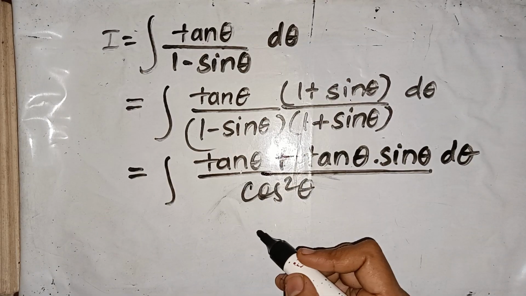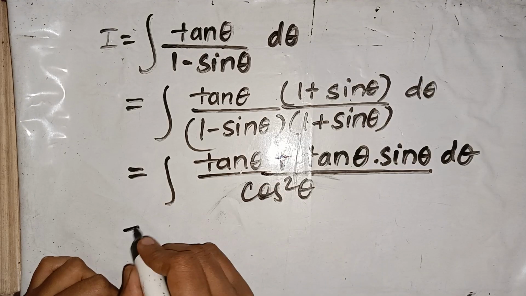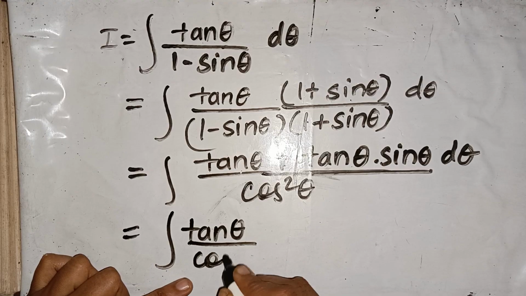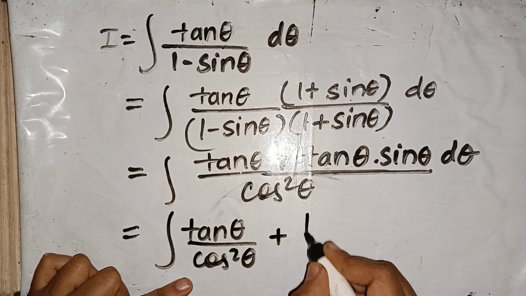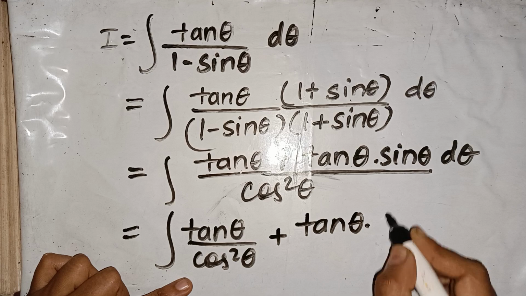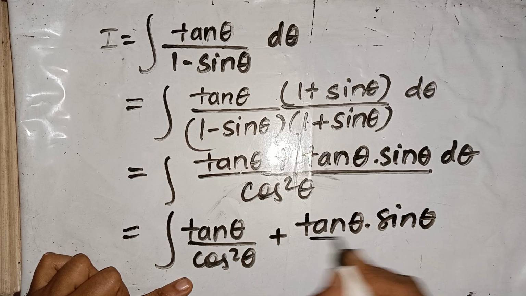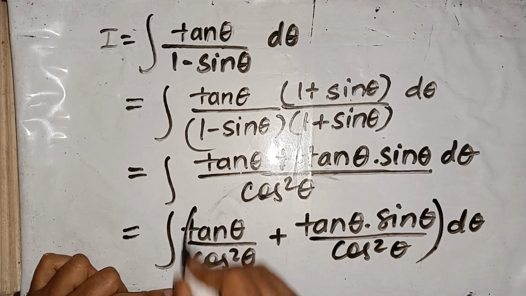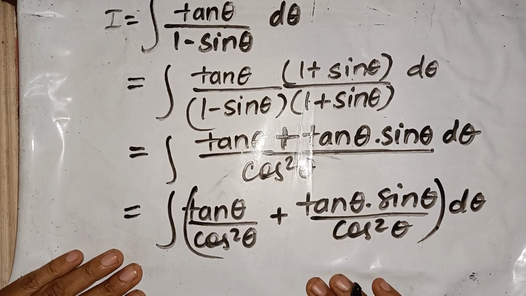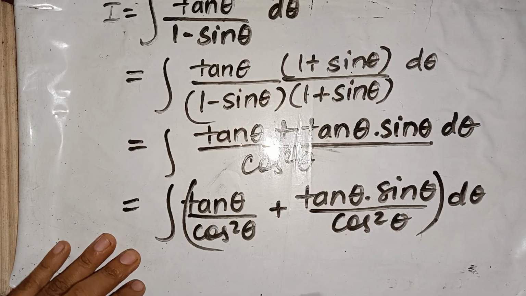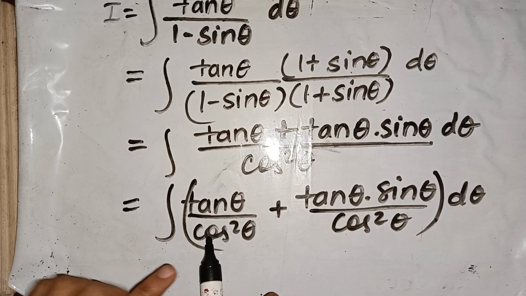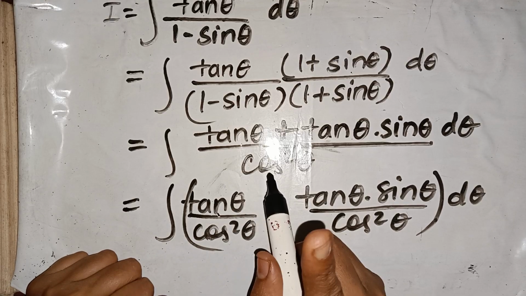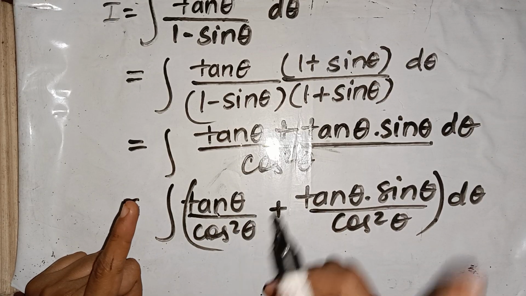Okay. Now we can separate the denominator: tan theta upon cos square theta plus tan theta into sine theta upon cos square theta d theta. Okay, so this tan theta upon cos square theta we can write as tan theta into 1 upon cos square theta. 1 upon cos square theta is sec square theta.